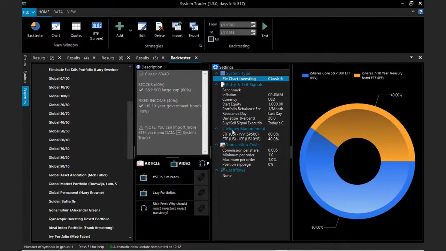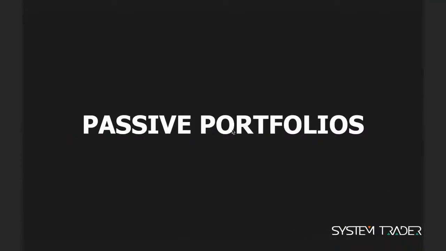So this is about the passive portfolios. And as I said, in passive portfolios, we don't try to do any kind of forecasting or any kind of predictions. We just invest in the broad market, very well diversified. We have to be very patient. We have to have a long time horizon and let the market do its job.